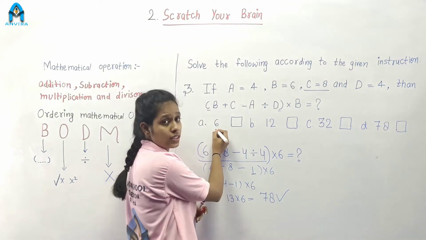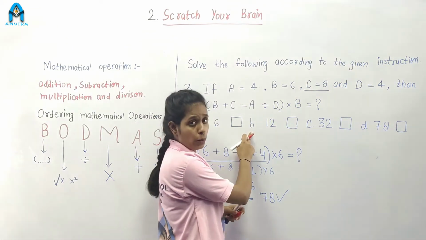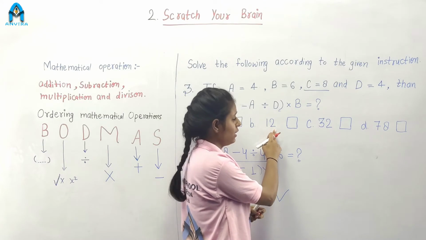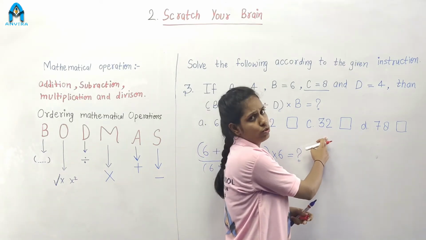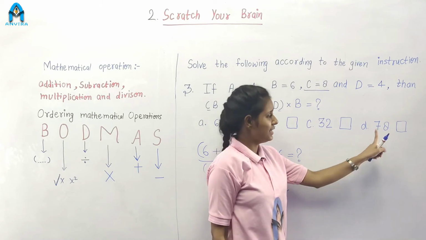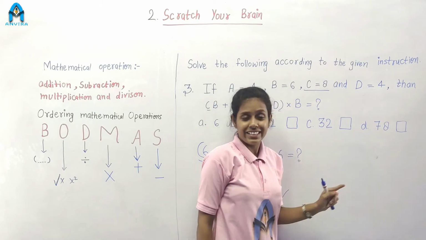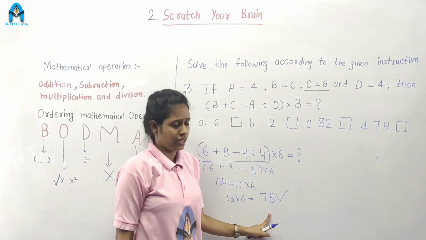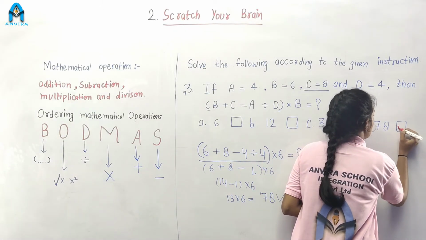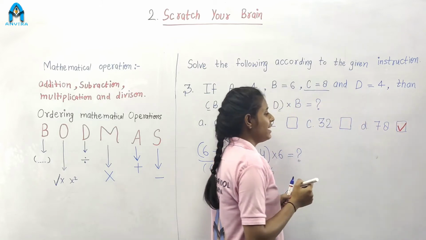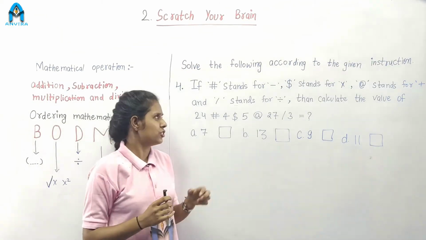Option A, 6. Option B, 12. No. Option C, 32. No. Option D, 78. Yes, our correct answer is 78. Our correct option is option D. Let's go to our next question.